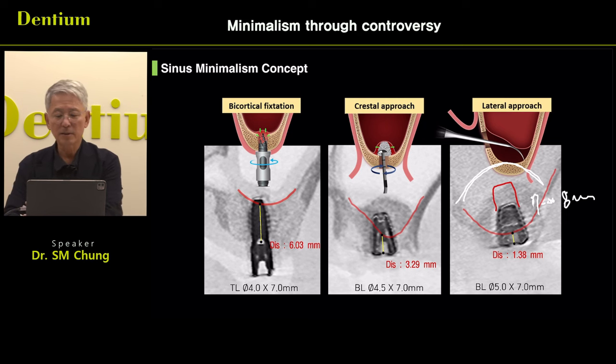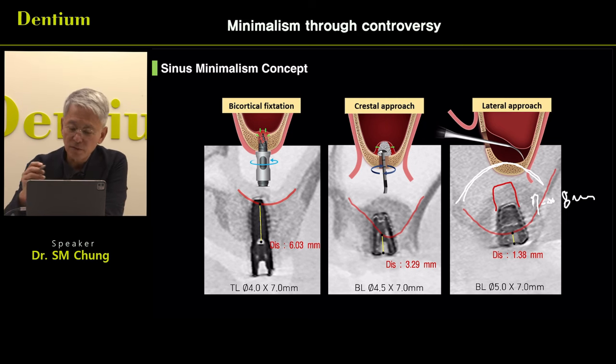And also the sinus concepts can be changed. Before, we placed very long implants with much higher augmentations. But at the time, it was very difficult, with many more complications. But if you are successful with a 7 or 8 millimeter implant, the implant can be successful in the sinus.